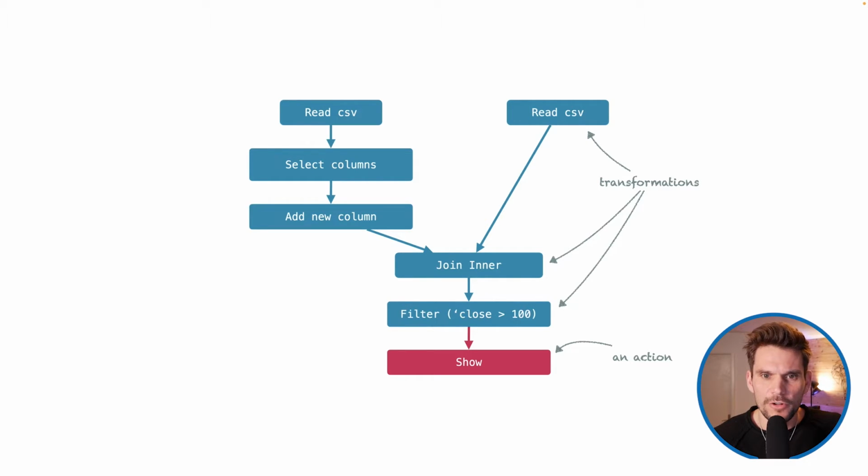And here you can see a logical plan. Basically, we read two CSV files, then we project some columns, add a new column, then we join the two data frames, we filter, and then we call an action. And that's what Spark creates out of the API calls we make against the API.